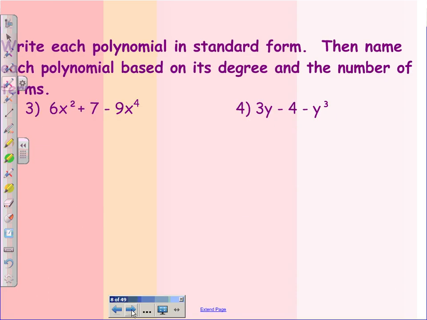Write each polynomial in standard form, then name each polynomial based on its degree and the number of terms. So more of what we were just practicing. I would suggest pausing the video and doing this on your own. Don't forget to name the polynomial based on the degree and the number of terms.